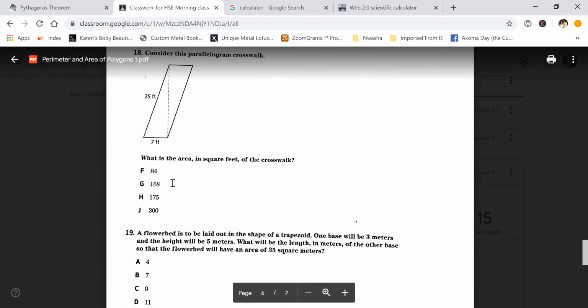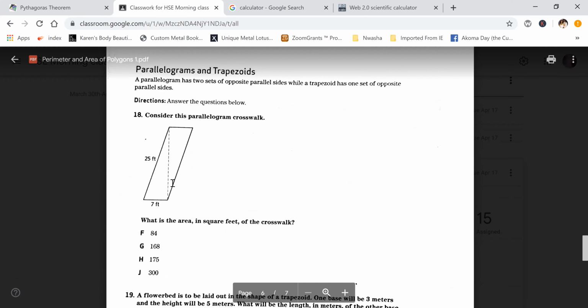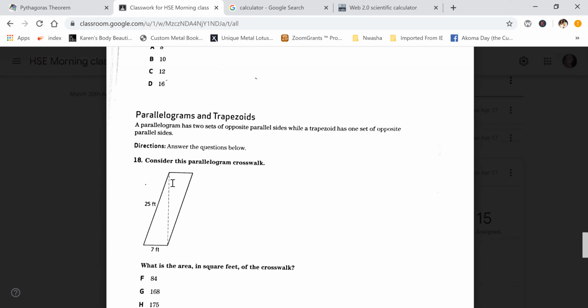Even this one, number 19, a flower bed is to be laid out in the shape of a trapezoid. You might want to draw that one just to get something to visualize. And then you're going to need the 2 formulas. You're going to need the area formula for a trapezoid and the area formula for a parallelogram. So again, you're just trying this out for tomorrow.